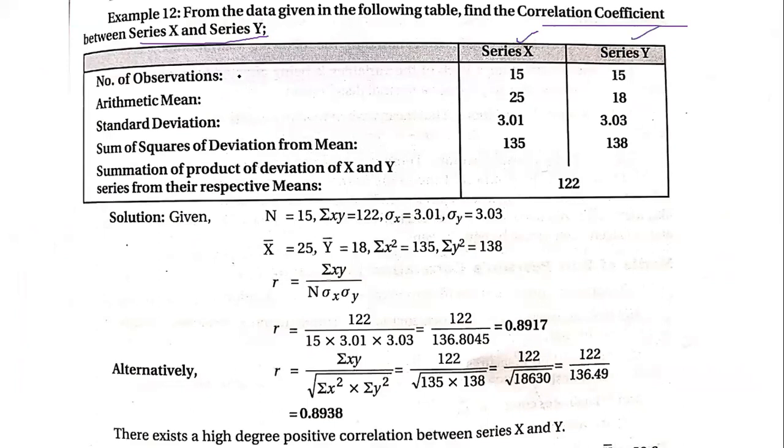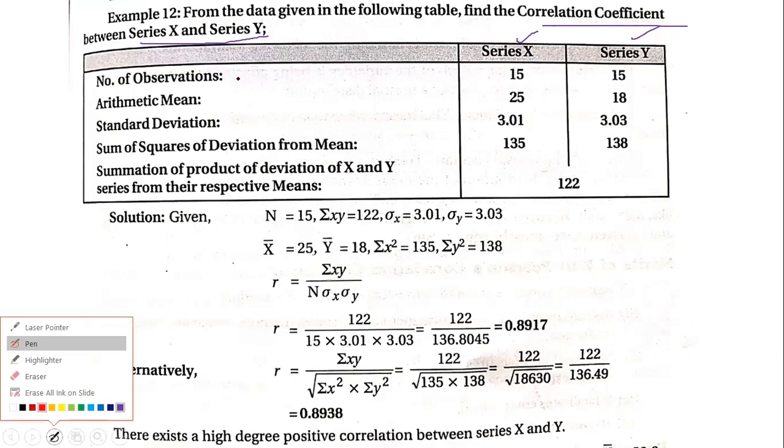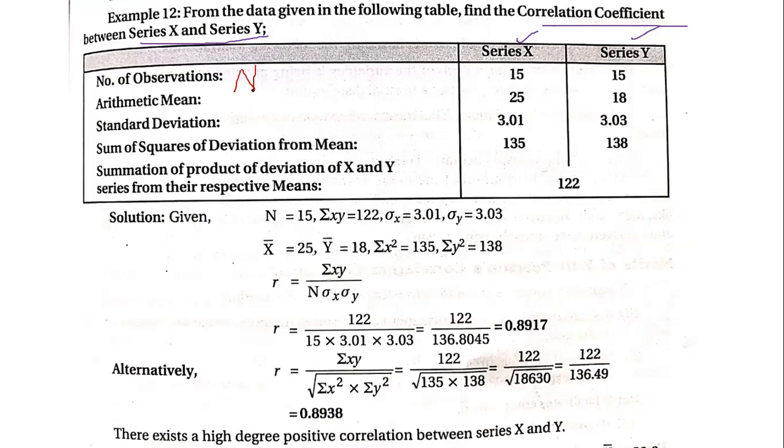So what all have they given? Number of observations. So the number of observations is N, that is 15 for both of them. Next, arithmetic mean. So they've given us the mean here. X bar is 25 and this is Y bar. So that is also given to us, 25 and 18. Next, standard deviation, standard deviation of X series, standard deviation of Y series.